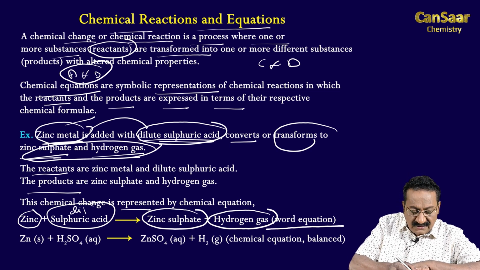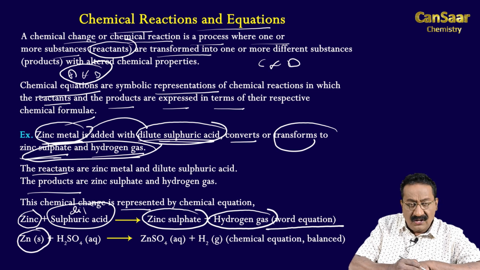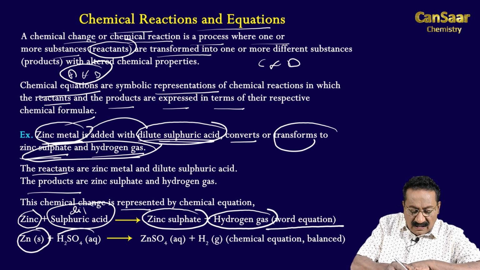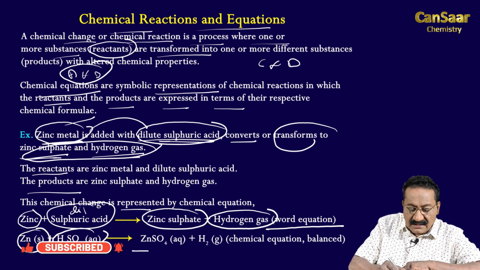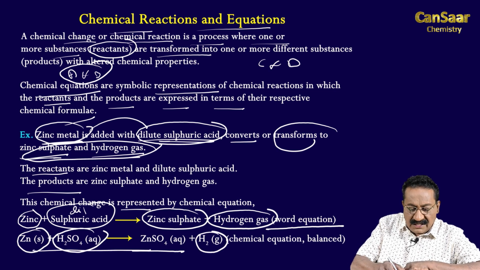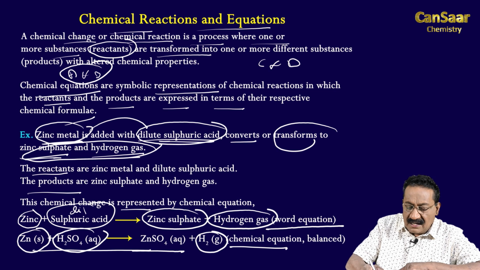Now, zinc solid, that is zinc granules, with dilute sulfuric acid, that is aqueous solution of sulfuric acid, combine and we get the products. Zinc sulfate is produced and H2 gas is liberated. This representation is called chemical equation and it is balanced.